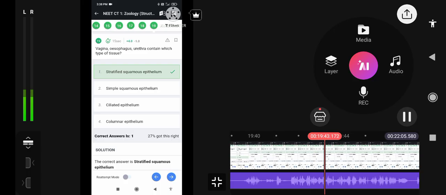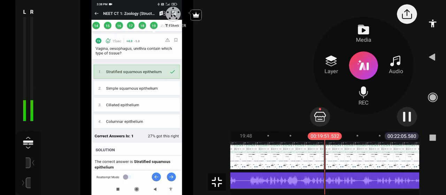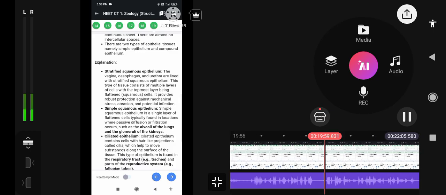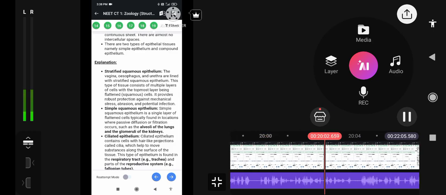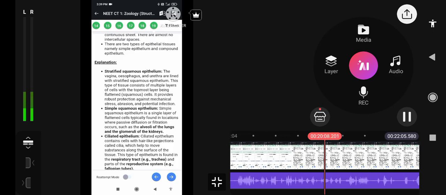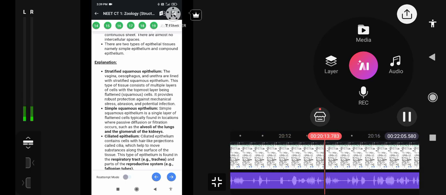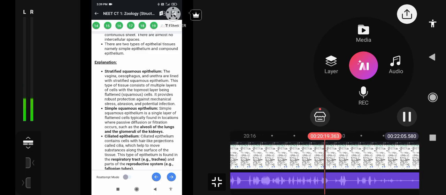Oesophagus, where you take in food and water. Urethra, through which you pee. That means you do toilet, male and female both of them. Oesophagus is present in male and female both. Vagina is present in female only. This option is the stratified squamous epithelium. The vagina, oesophagus, and urethra are lined with a stratified squamous epithelium. This type of tissue consists of multiple layers of cells with the topmost layer being flattened squamous cells. It provides robust protection against mechanical stress, abrasion, and potential infection.